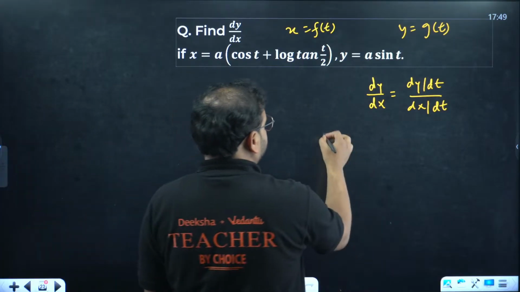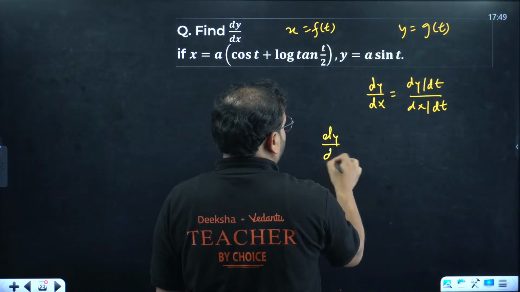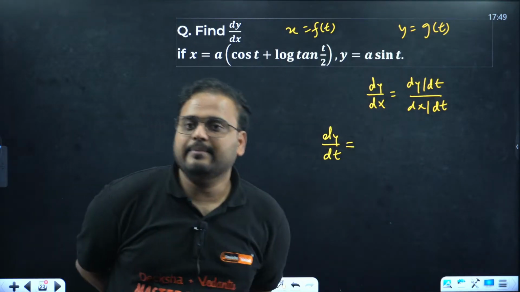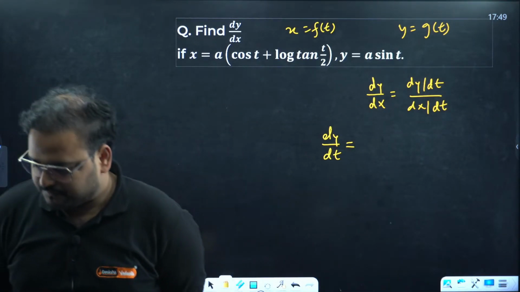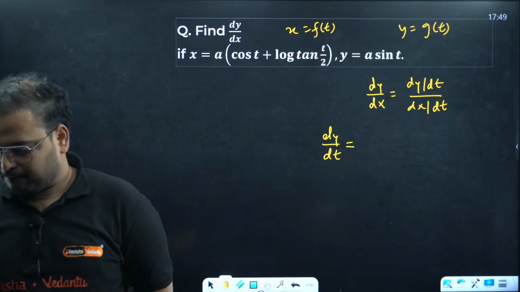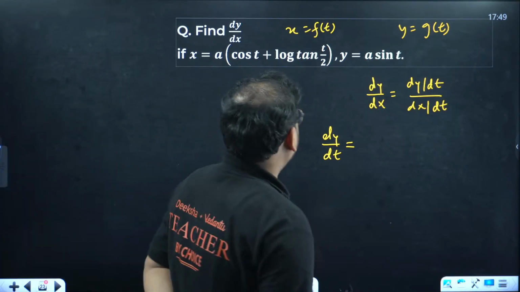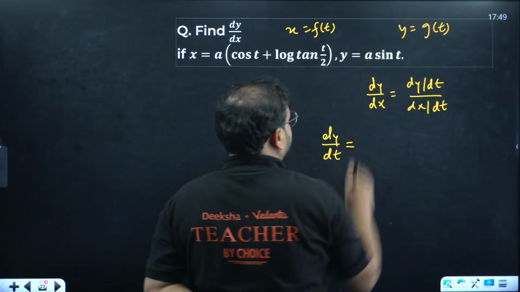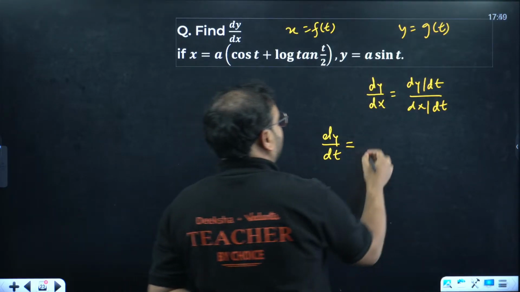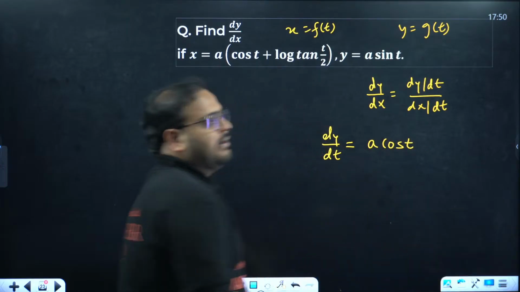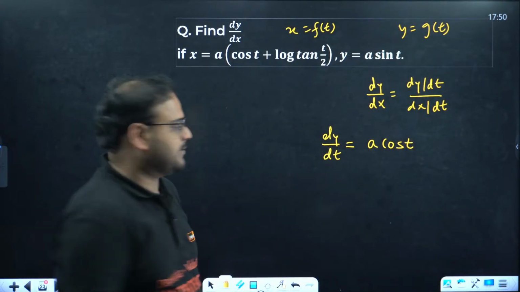Try this. Anyone has an answer for this question? Anybody has an answer for this question? Final answer. Okay. a sin t, you'll have a cos t. a cos t. That's my first part.